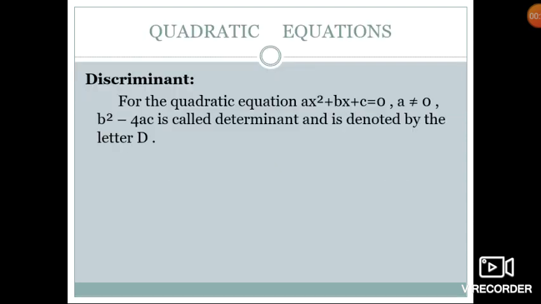In a quadratic equation, ax squared plus bx plus c is equal to 0, and a is not equal to 0. A is not equal to 0 means the coefficient of x squared should not be 0. Then b squared minus 4ac is called the discriminant and it is denoted by the letter D. That is, capital D is equal to b squared minus 4ac.